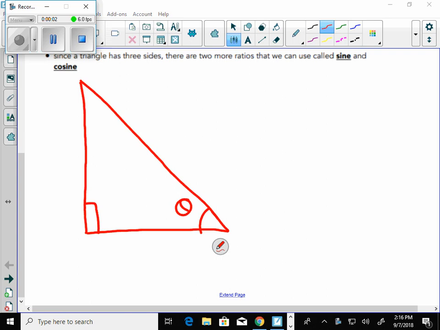All right. So we have our triangle. It's a right triangle. We have this angle here, theta. So now what we're going to do, we know that the side directly across from the 90 degrees is my longest side. That's my hypotenuse.